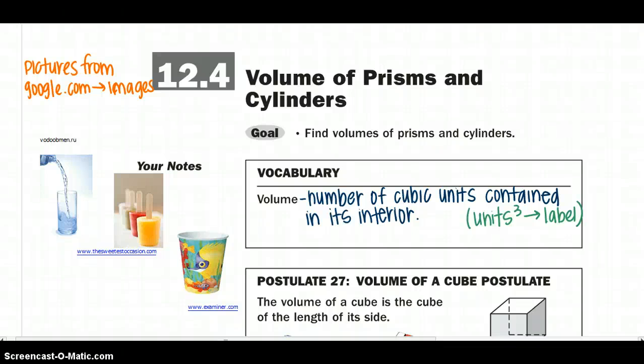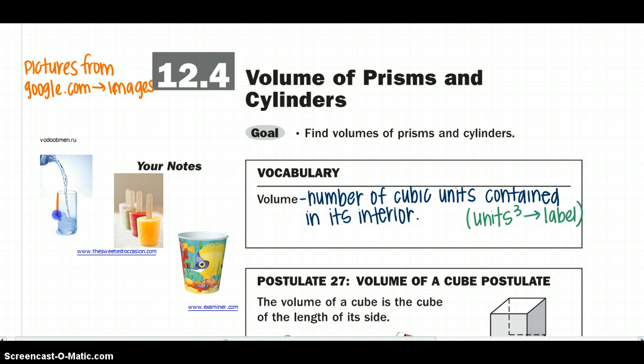Welcome back to Chapter 12, and we are going to work through volume of prisms and cylinders. Before we get into any of our content within the notes, to the right I have a few different pictures that I use to differentiate volume from surface area. If you look at this glass cup, I'm filling it with water.